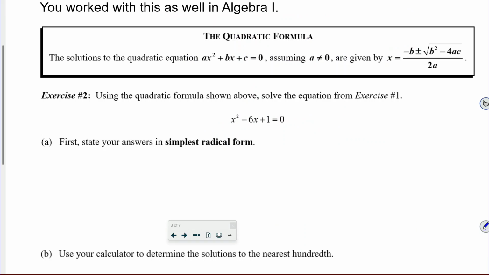The solutions to the quadratic equation ax squared plus bx plus c equals 0, assuming that a doesn't equal 0, are given by x equals negative b plus or minus the square root of b squared minus 4 times a times c, all divided by 2a.